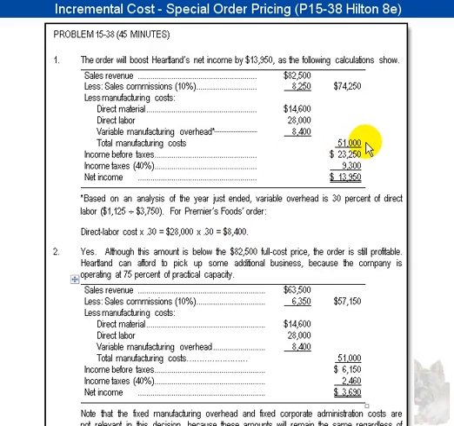So our total variable manufacturing cost, or our total incremental cost as a result of taking this order, is $51,000. Subtract that from our net sales after commission, we've got income before tax of $23,250. 40% income tax is $9,300. Now we're just simply multiplying $23,250 times 40%, and we wind up with net income of $13,950.